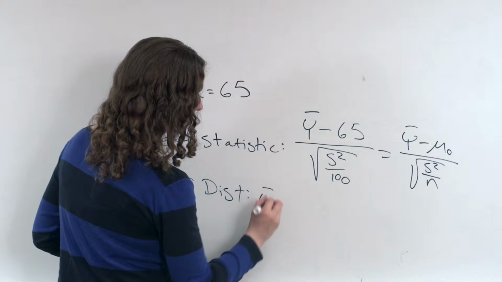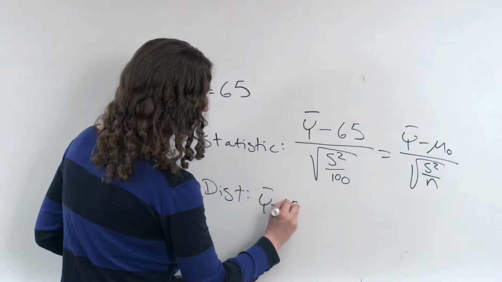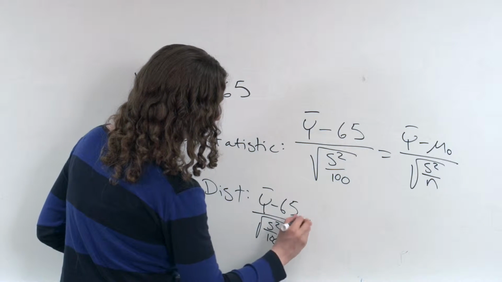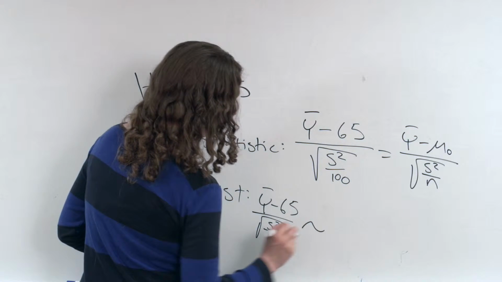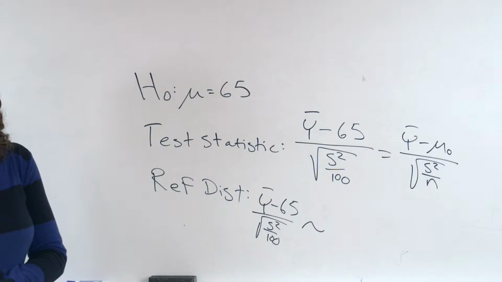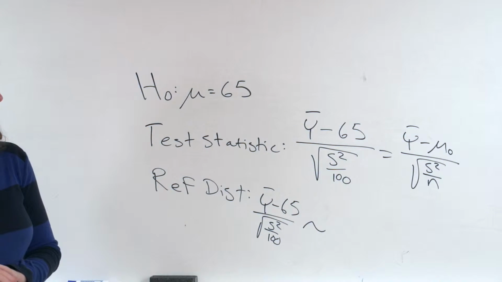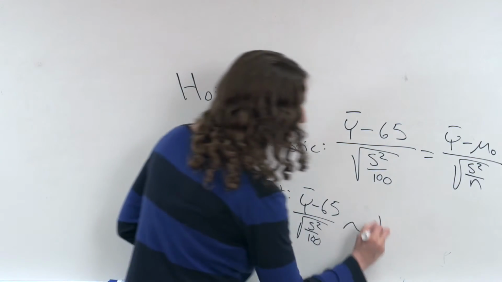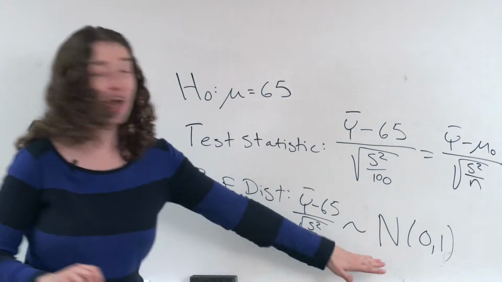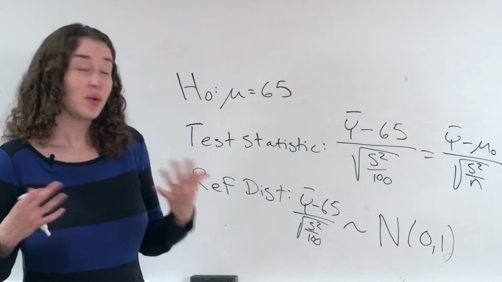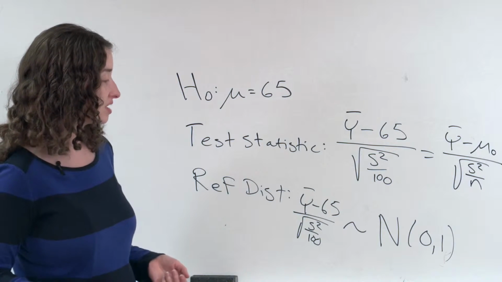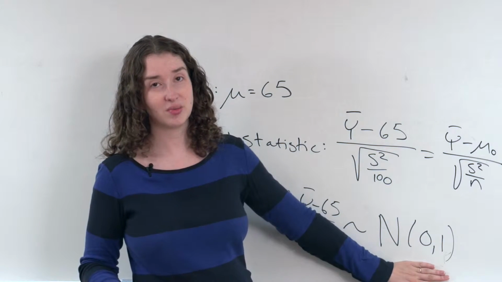Previously we said that the reference distribution, when we knew the population variance, was normal. We said that y bar minus 65 divided by the square root of s squared over 100 should follow a normal distribution. That is almost true here, and for all practical purposes, it's true. So it's almost OK to write this. When I do this kind of test, when I use s squared as my estimate for sigma squared, I do just compare it to a normal distribution.